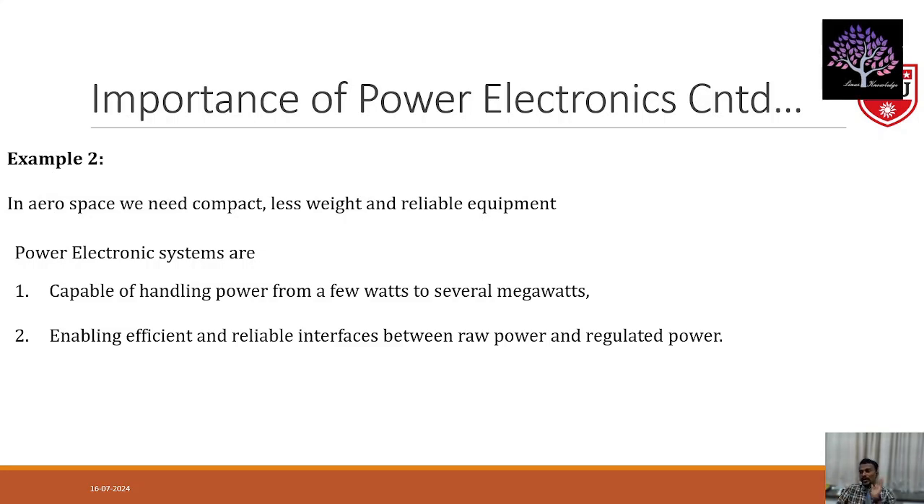to several megawatts. We can use them for high power applications, from a few watts to megawatts, and for the conversion of power. Normal electronic circuits we cannot use for high power applications. Through power electronics, we can enable reliable interfacing between the raw power and the regulated power. So it is the medium between the input power and the output power. This power electronics is very much essential.